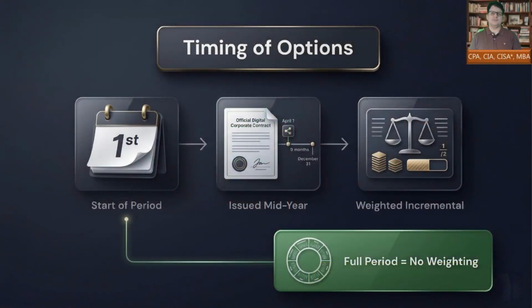Timing also matters. If options or warrants were outstanding for only part of the year, the incremental shares are time-weighted. For example, options issued on April 1st are assumed exercised from April 1st, not January 1st, and the incremental shares are weighted for 9 months out of 12. If the options were outstanding for the whole year, no timing adjustment is needed.